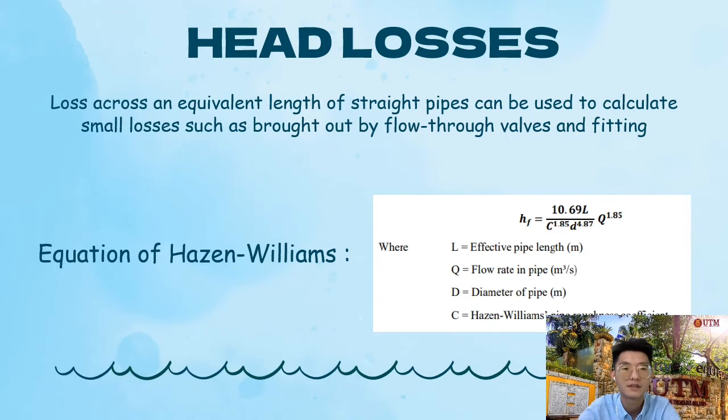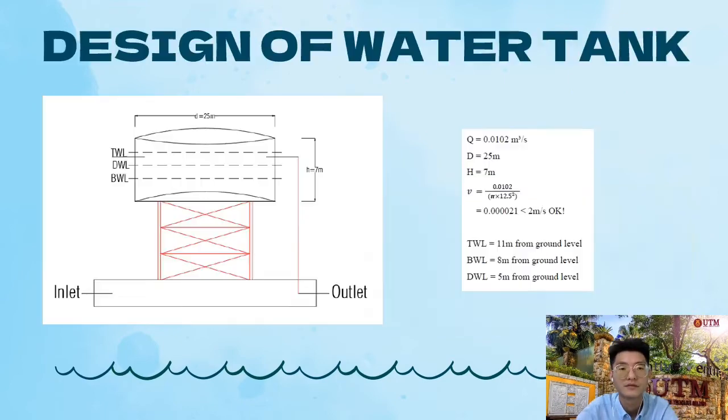For the head losses, the loss across an equivalent length of straight pipes can be used to calculate the small losses such as those brought about by flow through valves and fittings. Below is the equation of Hazen-Williams that we are going to use. Well, this is the design of the water tank to be used in our project.